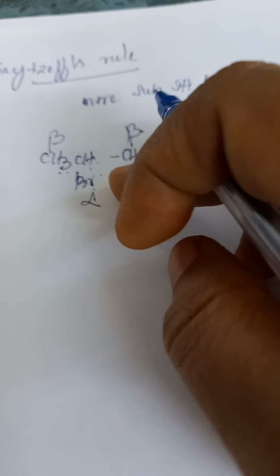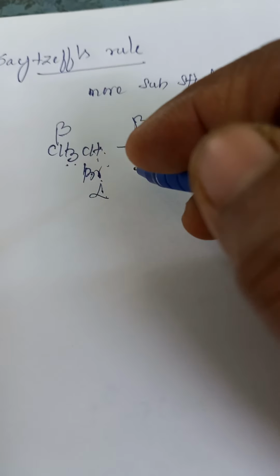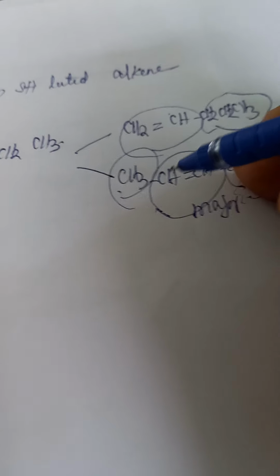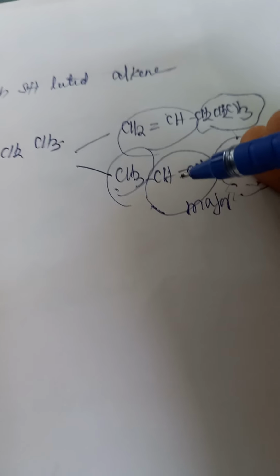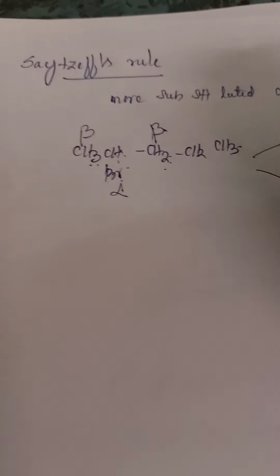In this way, Saytzeff's rule says that during intramolecular dehydration, intramolecular meaning the elimination happens within the molecule, if there is a possibility to form a carbon-carbon double bond at different locations, the preferred location is the one that gives the more substituted alkene. That is called Saytzeff's rule. So this is one common example I have given. Now I'll give another example which is given in your book.